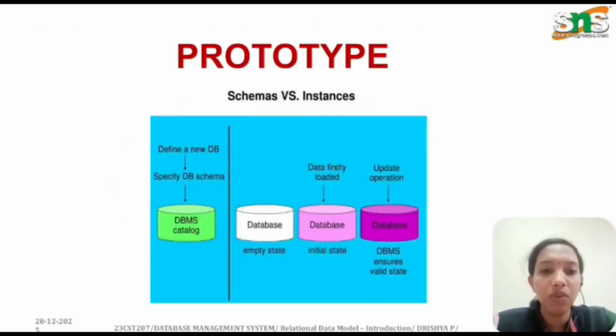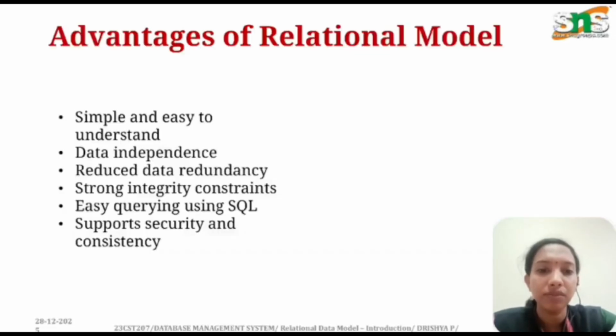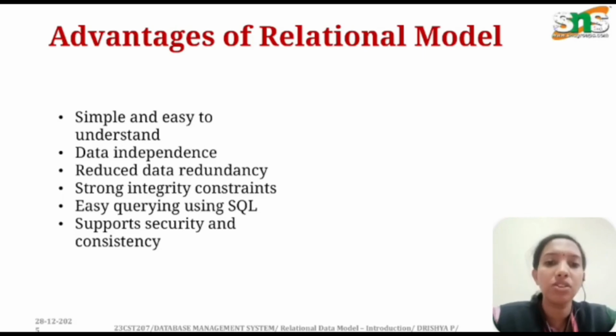Then this is schema versus instances. This is the database management system catalog. Then this is the representation of the database; the cylinder structure represents the database. Then some advantages of the relational model: simple and easy to understand, data independence, reduced data redundancy, strong integrity constraints, easy querying using SQL, and support for security and consistency. These are the advantages of the relational model.